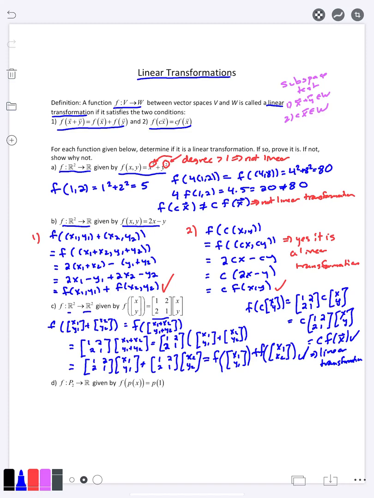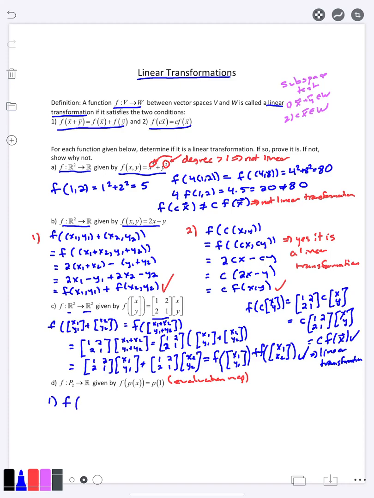Last one on here, part D. We have the function f going from polynomial P2 to R by evaluating the function at 1. This is, by the way, called an evaluation map. This one is going to be a linear transformation, and let me show you how this would work.